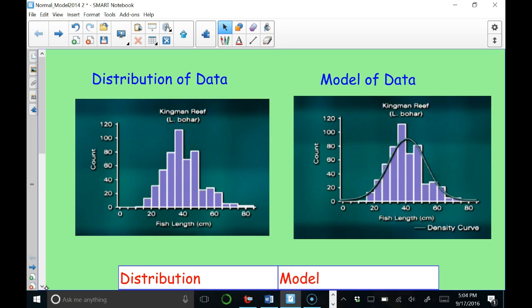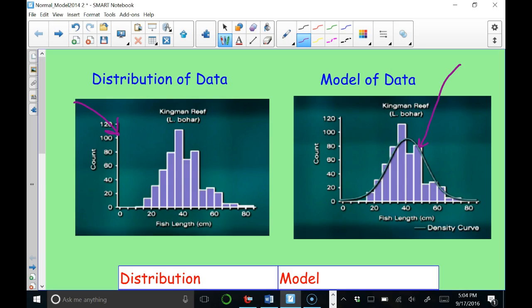If I were to measure fish in centimeters in a place called Kingsman Reef, I could graph the lengths of all the fish, and what I would get is a histogram of data. Notice the histogram is rough, it has jagged edges. Sometimes we look at that and we say, hey, it almost looks like I could superimpose on it a really smooth bell-shaped curve. And that is what we see over here. That bell-shaped curve, which has specific proportions, is called the normal model.